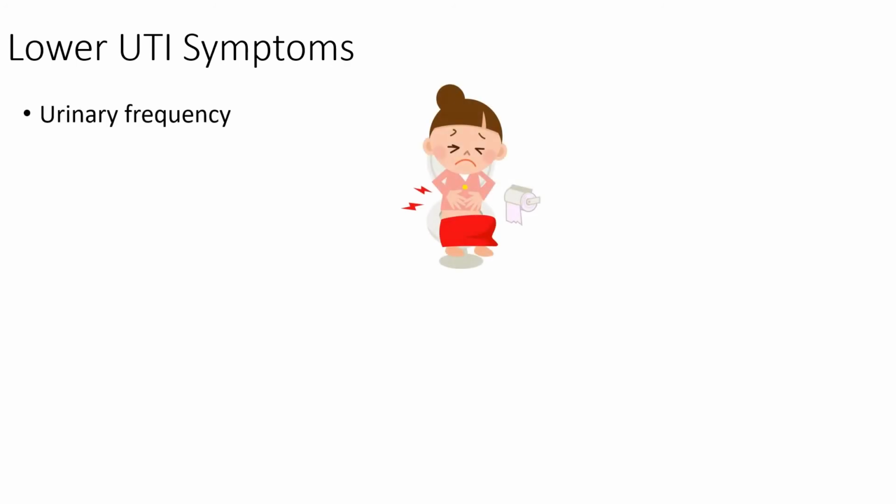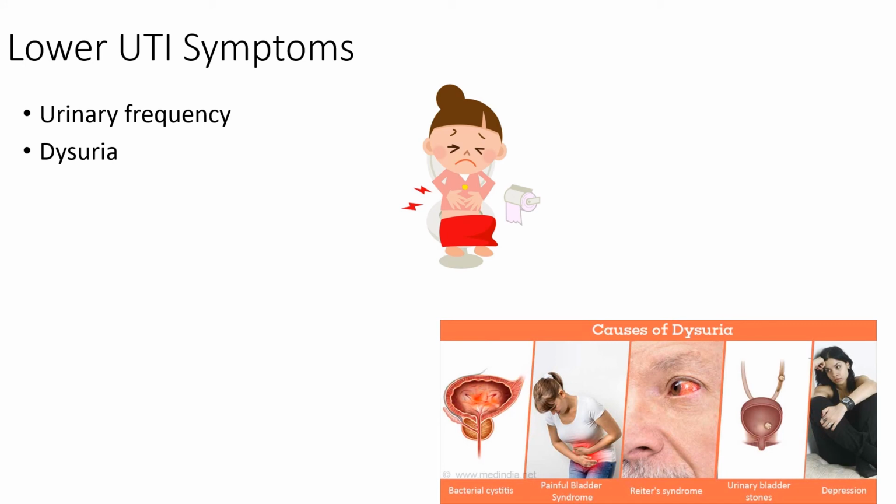Okay, lower urinary tract infection symptoms: urinary frequency, so needing to go for a wee more frequently; dysuria, so it can be very painful to go and have a wee. It can be burning as well. It can feel like you're trying to wee razor blades. This can be caused by things like bacterial cystitis.